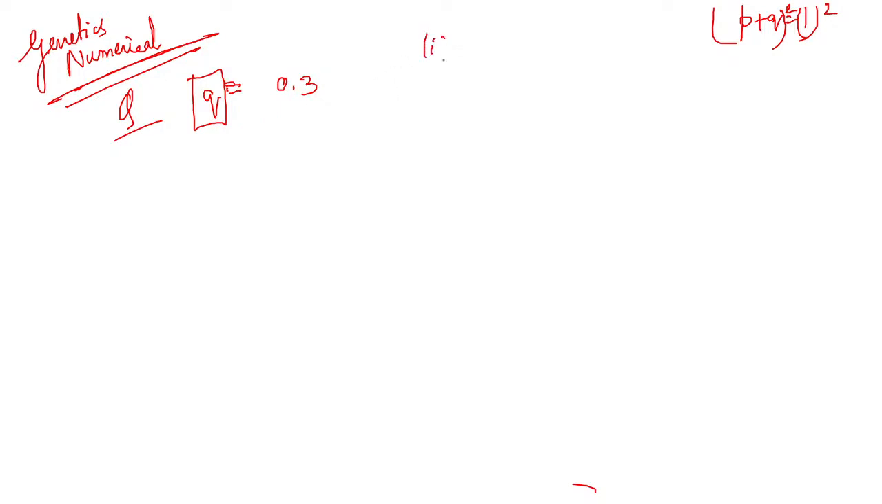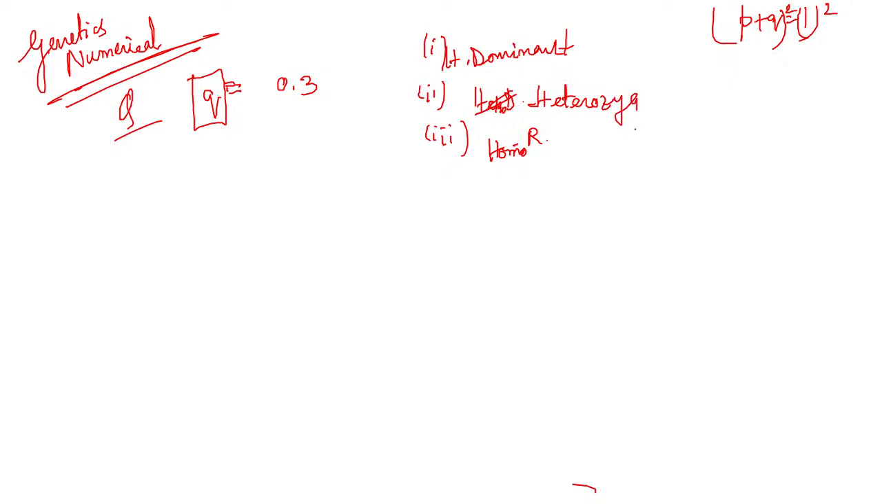You have to find number 1, that is the frequency of homozygous dominant. Next we have to find the frequency of heterozygous, and the third one we can find is the frequency of homozygous recessive. This is hetero, this is homo. I'll write it again. So take out your pen and paper and start doing this sum.